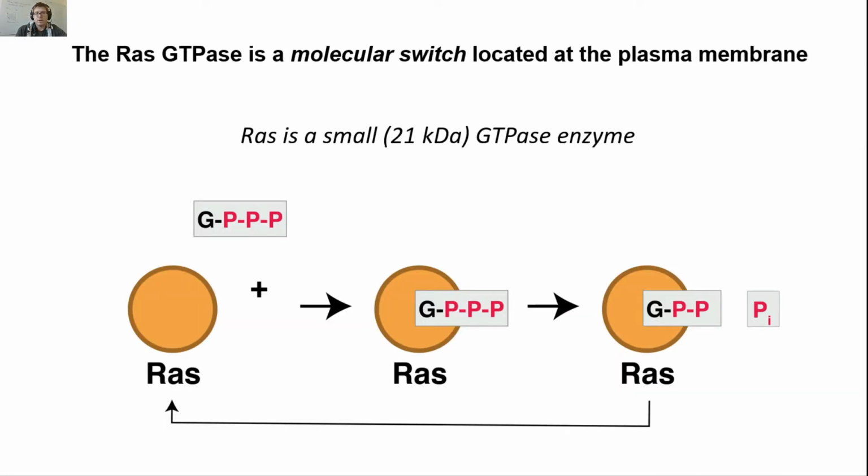So the Ras GTPase is a molecular switch that's located at the plasma membrane. And so at its core, what RAS is, is a small 21 kilodalton GTPase enzyme. And what that means is that RAS, like any enzyme you might have learned about in a different biochemistry class, binds its substrate, GTP, and once bound, performs a chemical reaction to hydrolyze GTP to GDP plus inorganic phosphate. And because, of course, it's an enzyme, the GDP can be released from the Ras, and this cycle can start over again. And so, at its core, Ras is nothing more than an enzyme.